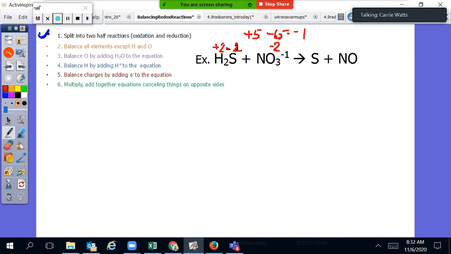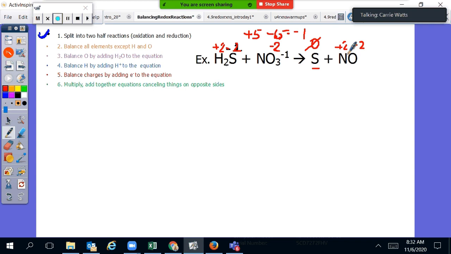Okay, sulfur is elemental, is an element. Okay, it's going to be a big old 0. Okay, and nitrogen and oxygen, oxygen's -2, which means the nitrogen is +2. Okay, that was my first pre-step.